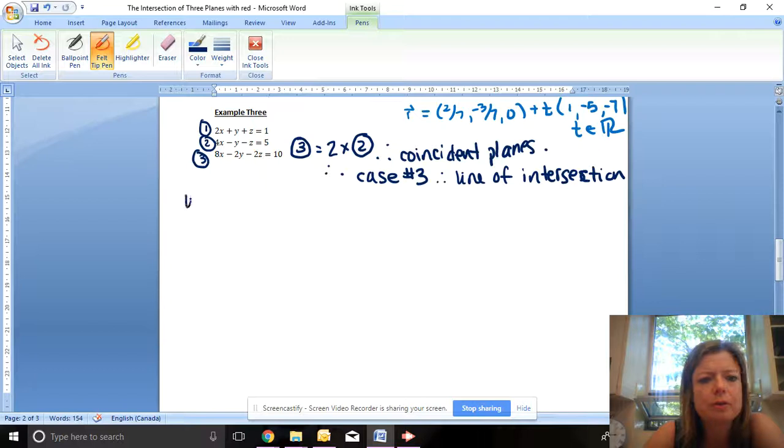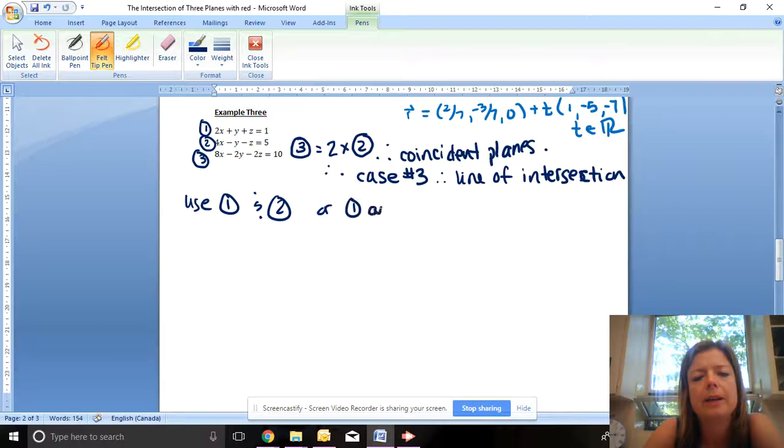So you can use 1 and 2, or 1 and 3. See, why do I do stuff like that? I put this and sign here, and then I write and there. Weird. Okay, so I'm just going to do 1 and 2.